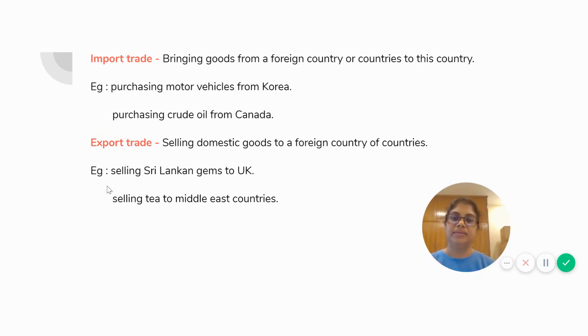For example, selling Sri Lankan gems to the United Kingdom or UK. So we are selling domestic goods, I mean locally manufactured and produced goods, to other countries. Then selling tea to Middle East countries by Sri Lankan businesses. Sri Lankan tea will be sold to Middle East countries like Saudi Arabia, Iran, Iraq. These are the examples of export trade, which comes under the category of international trade. So I hope you all have a clear and good understanding about trade, how it affects businesses, and the types or categories of trade in detail.